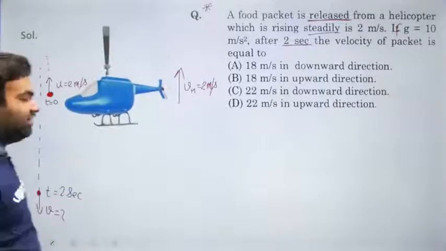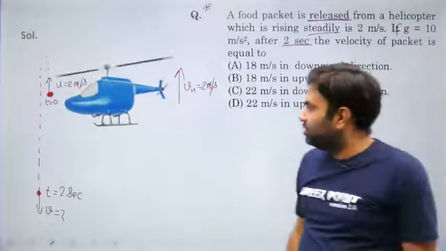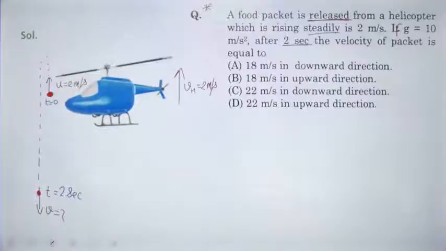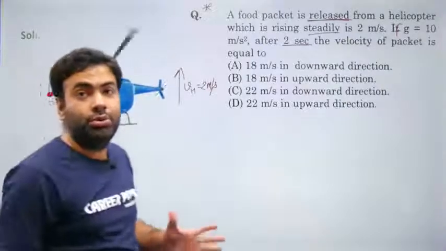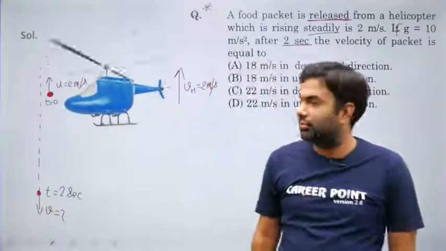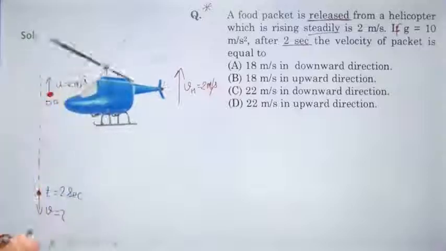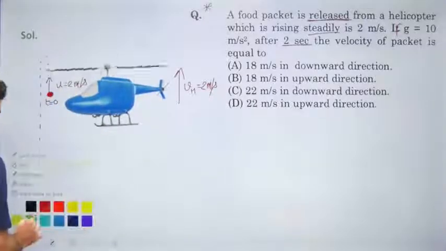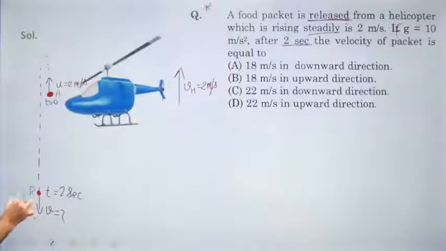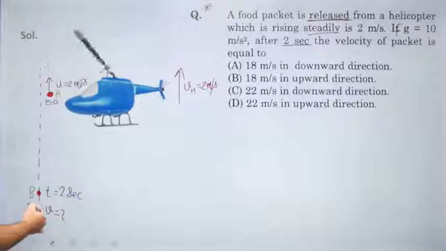Okay, it is asking the velocity at t equals 2 seconds. Shailendra, you got the wrong answer, because as I told you, you have to be clear about the sign convention. So see this solution step by step and you will find your mistake. Let's say this point of release is point A and this point is B. So what we are going to do? We are going to apply equation of motion.